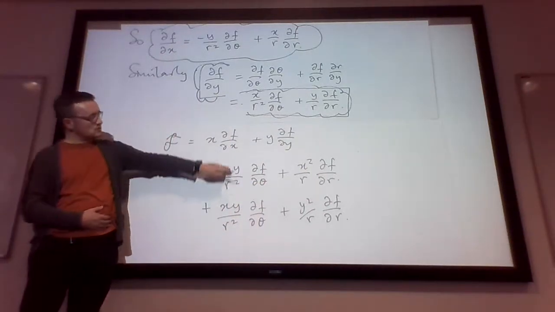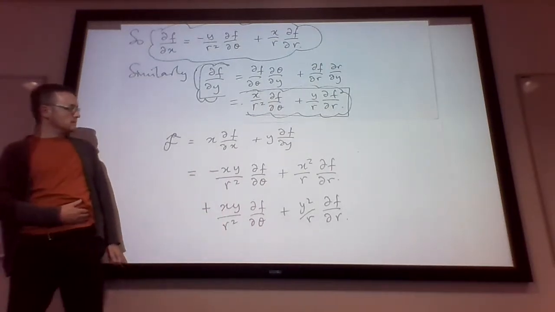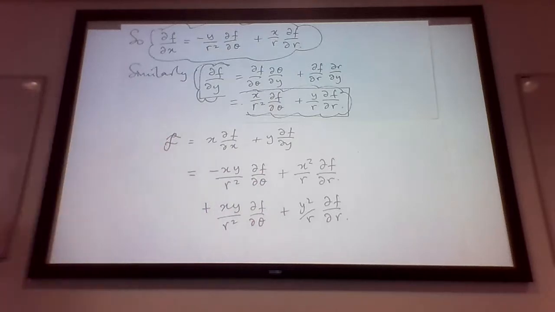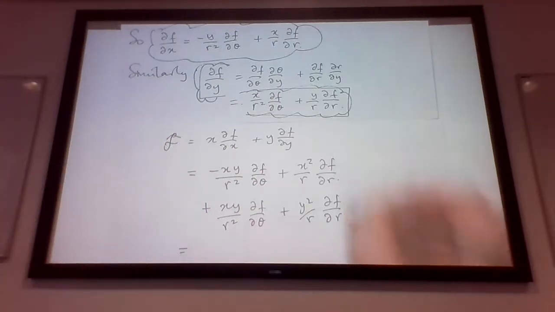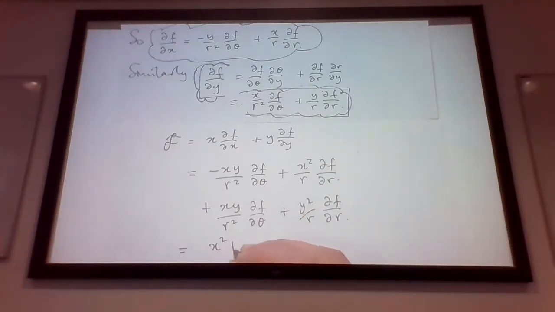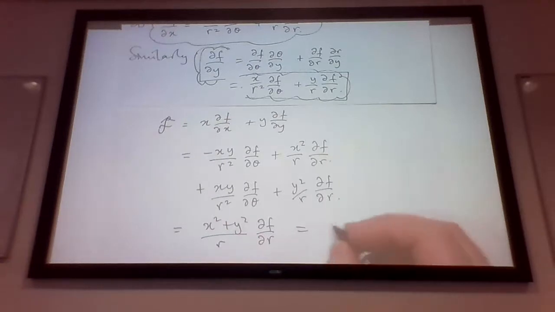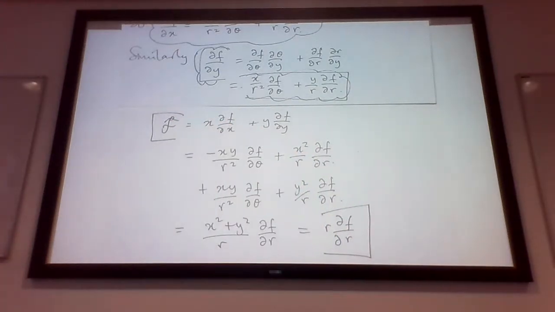You can see these two terms in the left column cancel. You've got a negative and a positive. So we're left with this expression over here. The df/dr is common to both, and the 1 over r is common to both. So we've got x squared plus y squared over r df/dr. But of course, x squared plus y squared, the sum of squares, is the square of the radius. So that's r squared over r. So the whole thing simplifies really nicely down to r df/dr.